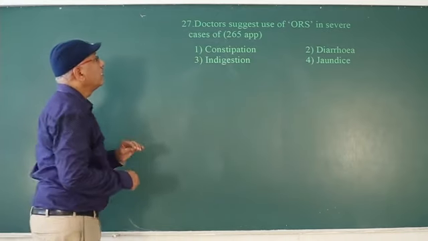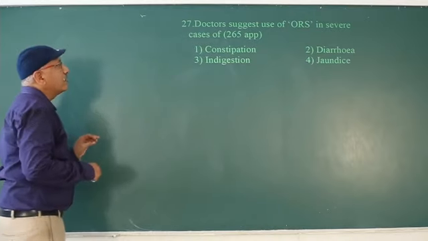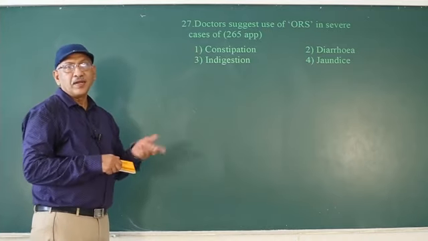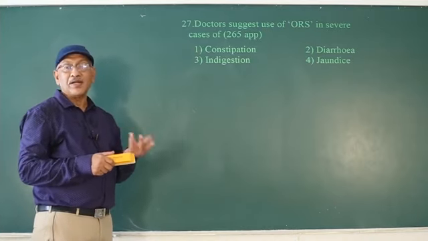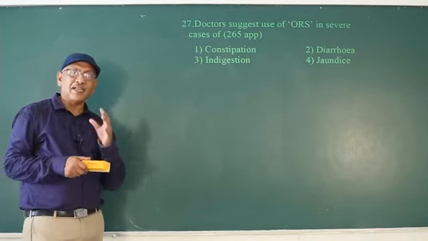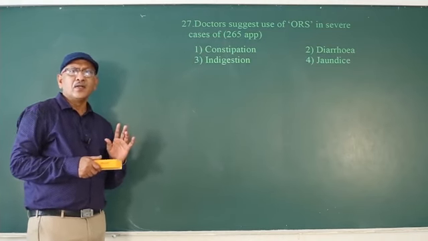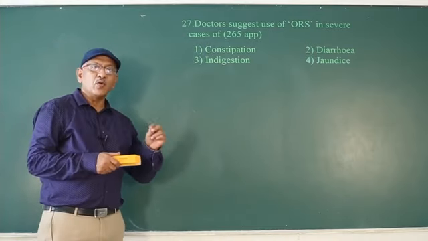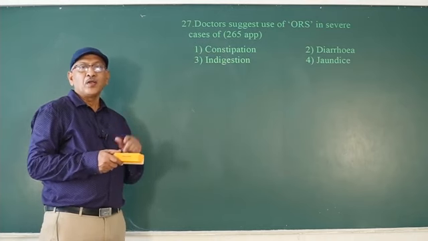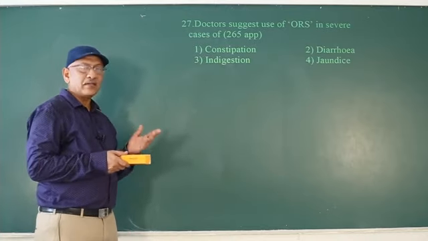Next question. Doctors suggest use of ORS in severe cases of... oral rehydration solution. Rehydration means a patient suffering from dehydration, loss of water. If any organism loses more than 20% body fluids, death occurs. Why does death occur? Blood concentration increases, RBC fail to flow. So RBC block the blood vessel, leading to death. In case of diarrhea, loose motion, death occurs.